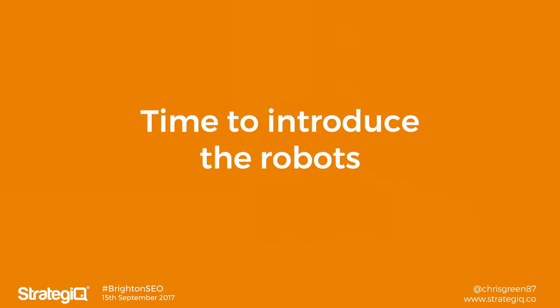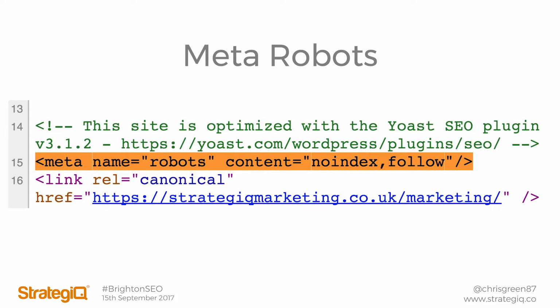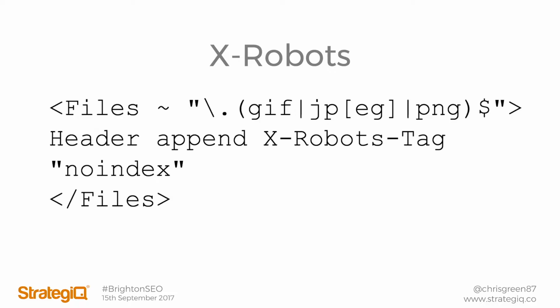So, time to introduce the robots. The first one, robots.txt, is probably the easiest one to understand. It's a text file, sits at the root of your website, and kind of politely tells different bots how to crawl your website, if they'll heed it. Meta robots sits within the head of your code. Amongst other things, again, it can request that bots not index pages or not follow links on them. They're the functions that are most useful.